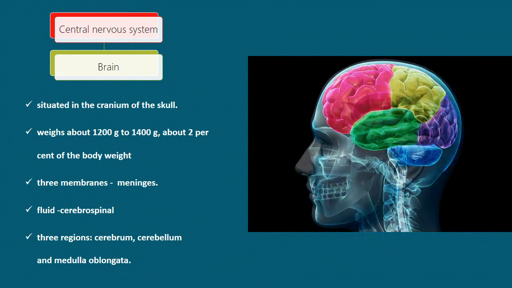The brain is enveloped by 3 membranes called meninges. The membranes have a fluid called cerebrospinal fluid between them. The cerebrospinal fluid nourishes the brain and protects it from shocks by absorbing them. The brain is divided into 3 regions: cerebrum, cerebellum and medulla oblongata.